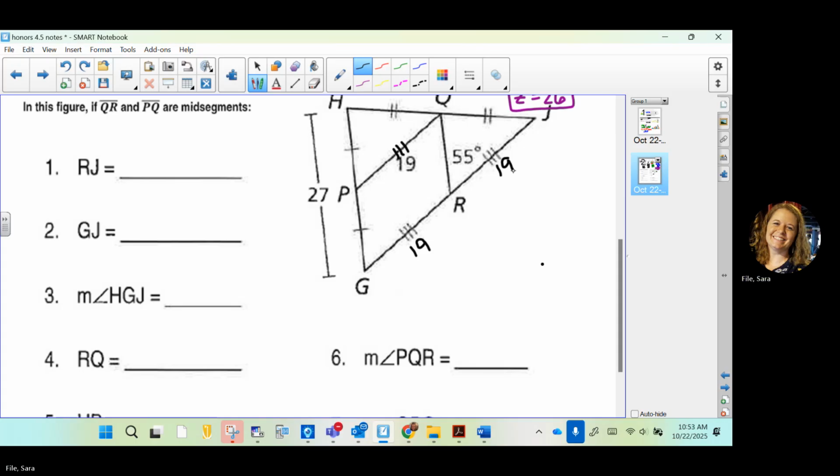Yeah. Okay, and then QR is going to be half of HG, so it's going to have the 1 tick mark. Now, if 27 is that total length, what are we going to do to get half? Yeah, just divide by 2. So what are all of these that have 1 tick mark going to come out as? What's half of 27? 13.